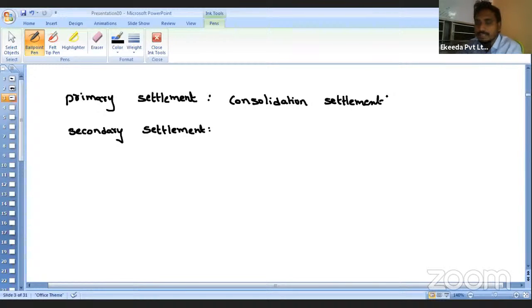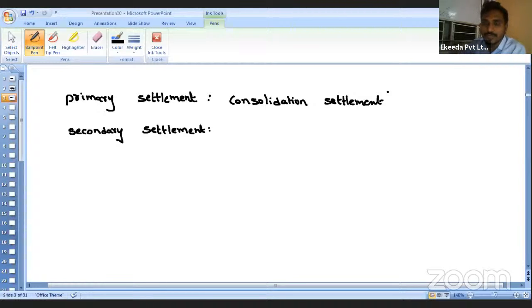After expulsion of water from the cohesive soil, if we are still applying the loading, and if your loading is very long term, then the sizes of the soil particles may also change. Because of the decrease in the sizes of the soil particles, if there is any change in the thickness, that comes under the secondary settlement.